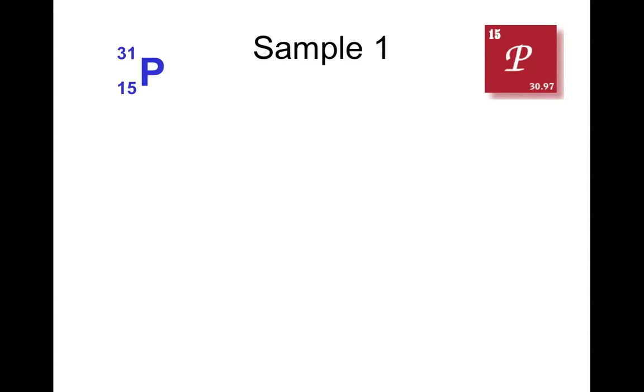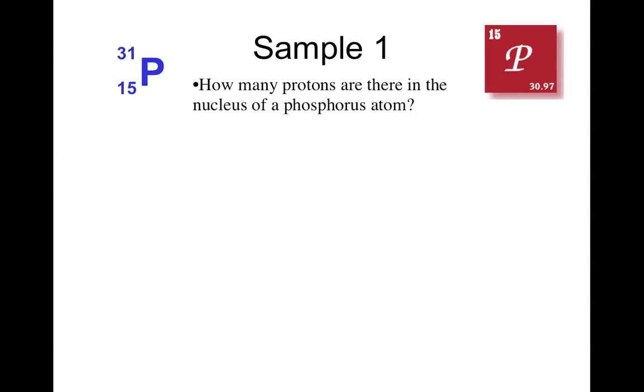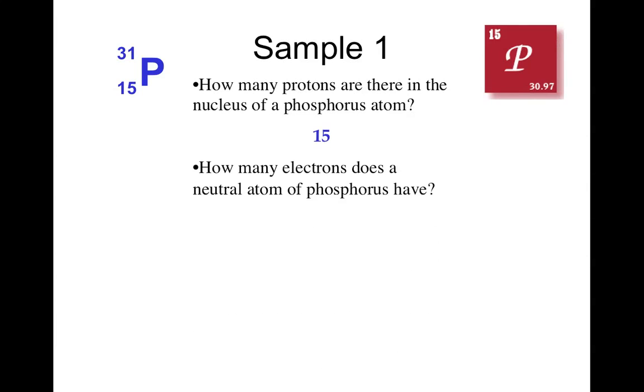Here's a sample. We have phosphorus, phosphorus 31. So, how many protons are there in the nucleus of phosphorus? Well, we know that phosphorus has an atomic number of 15. So therefore, the number of protons equals 15. How many electrons? Well, if it's neutral, it's going to have the same number. So therefore, it's going to be 15.